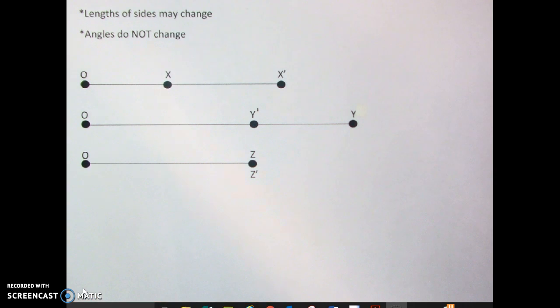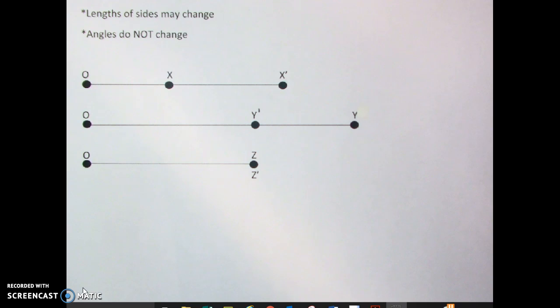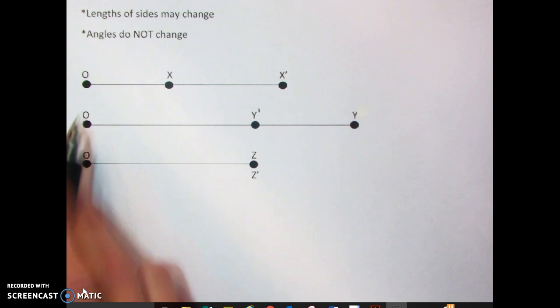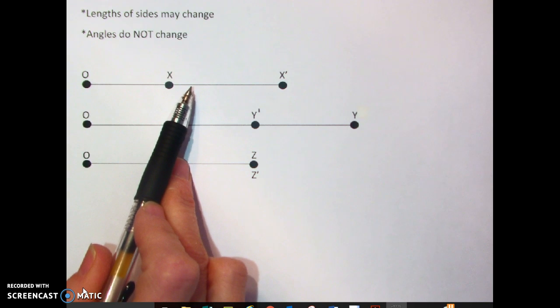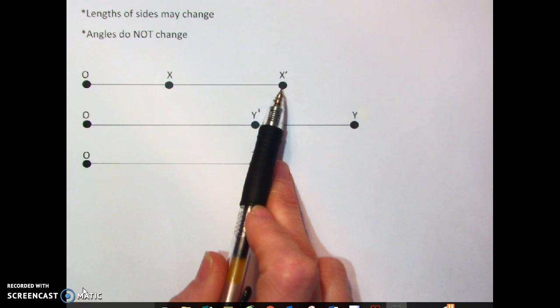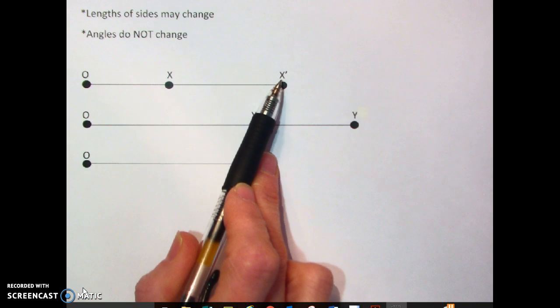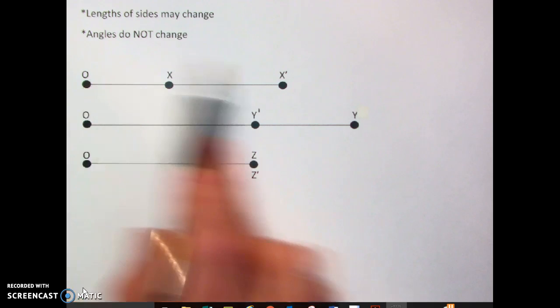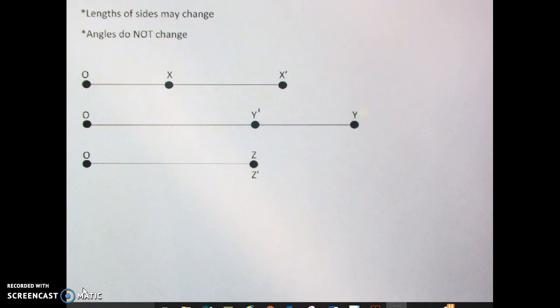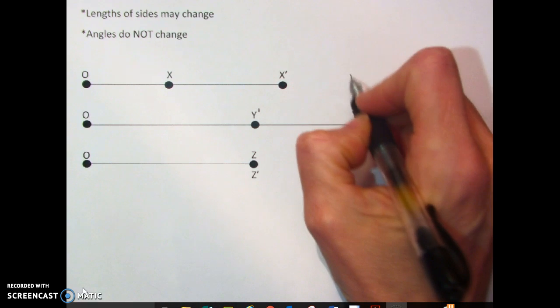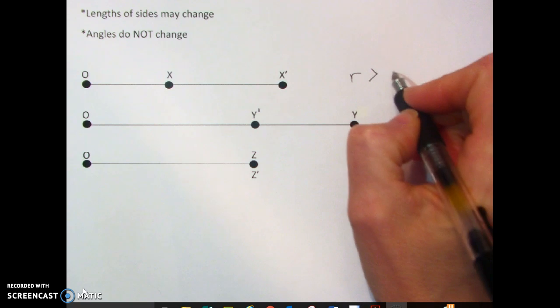Now, we're going to take a look at these next 3 examples and see if we can tell anything at all about the scale factor. So, the first shape, OX would be the original shape, OX prime would be the new image. So, pre-image, image. If our image gets larger, what do we know about the scale factor? Scale factor has to be larger than 1.